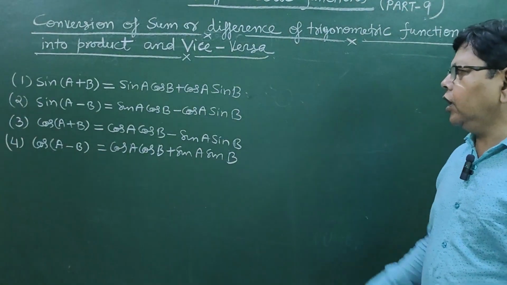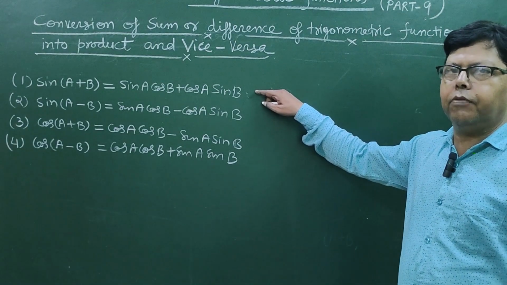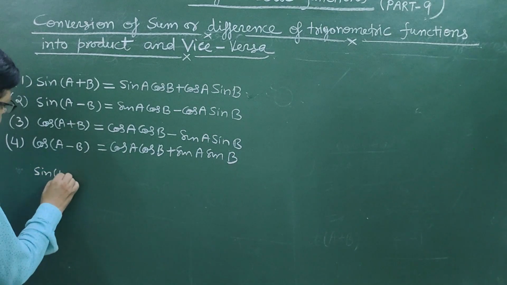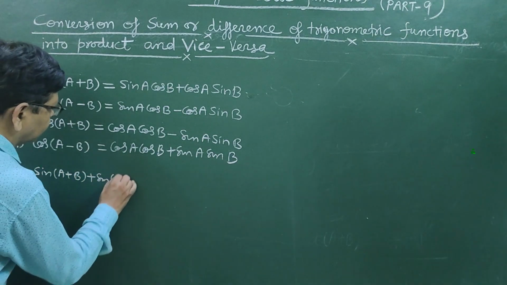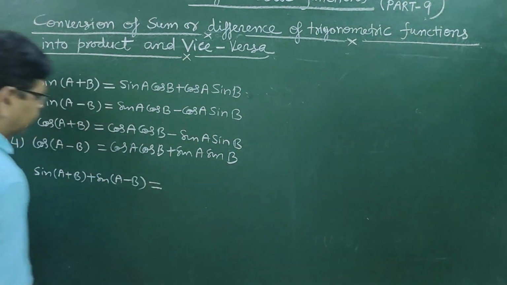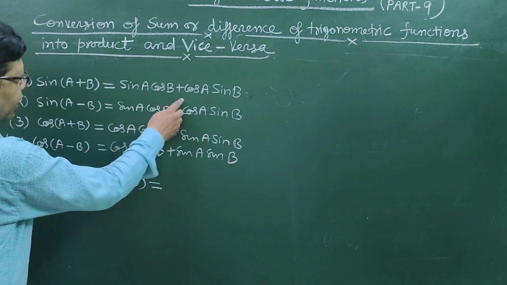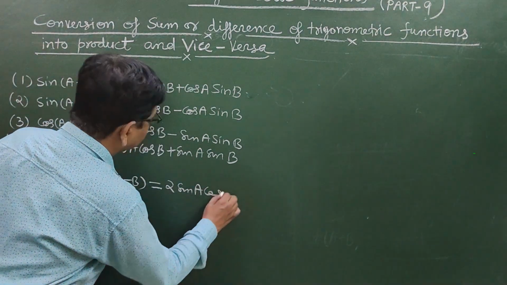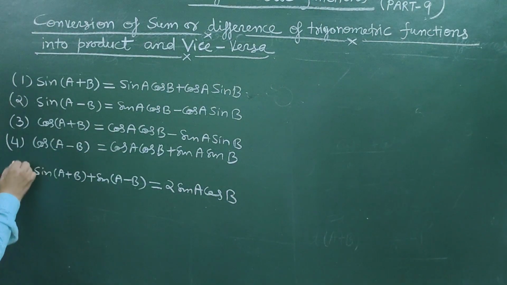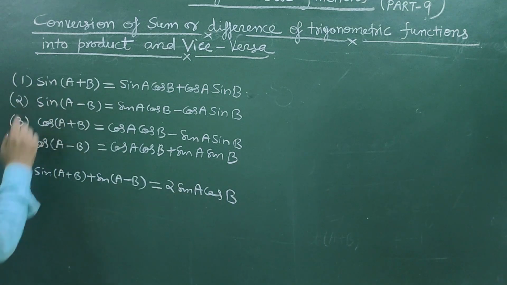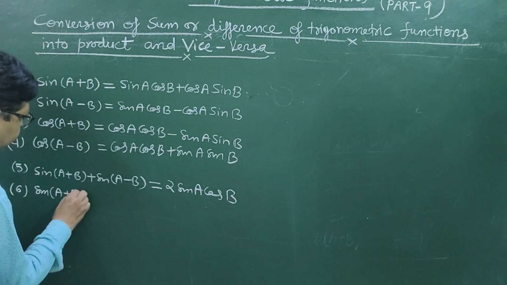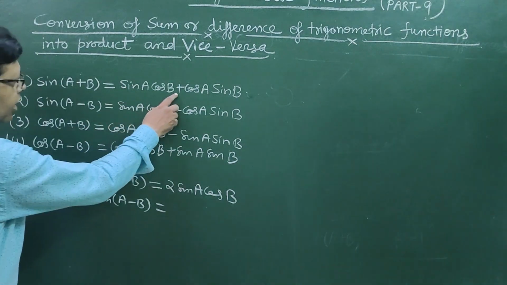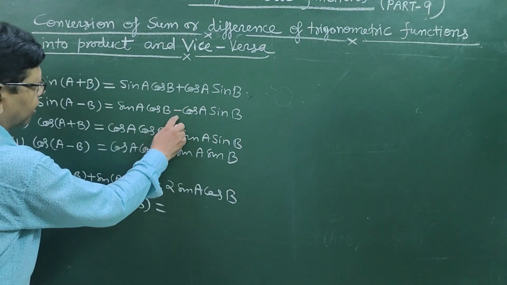Now, if you add sin A plus B, first and second, then you get sin A plus B plus sin A minus B is equal to, if you add these two, then in the right hand side cos A sin B get cancelled, and this is equal to 2 sin A cos B. Sin of A plus B minus sin of A minus B, if we subtract, then the first term will get cancelled, and here these two are added, minus becomes plus, so we get 2 cos A sin B.